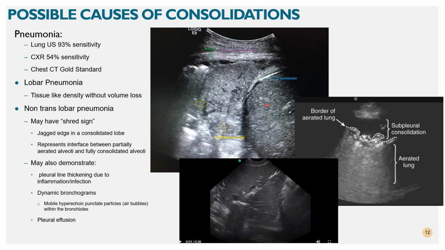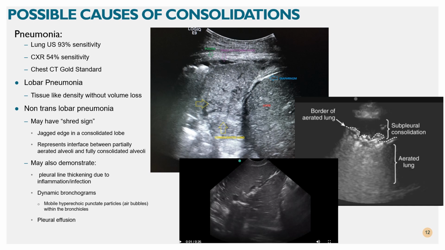So possible causes of consolidations, which we've already talked about, could be pneumonia. Lung ultrasound has a 93% sensitivity for finding pneumonia, whereas a portable chest x-ray is going to have about a 54% sensitivity. Now, chest CT is going to remain your gold standard for pneumonia. However, due to time constraints, inability to get your patient in, or you just need a quick look to begin a therapeutic process, ultrasound is going to be a really good option for you.